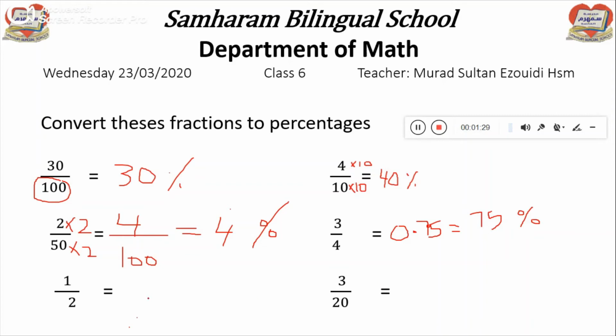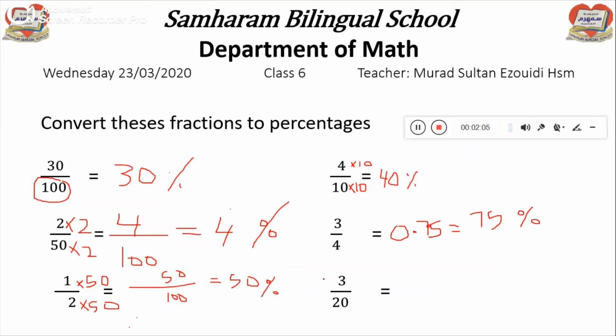Then 1 over 2, you can multiply this, my kids, by 50, and the denominator also by 50. You will get 50 divided by 100. Equal to what? Equal to 50%.